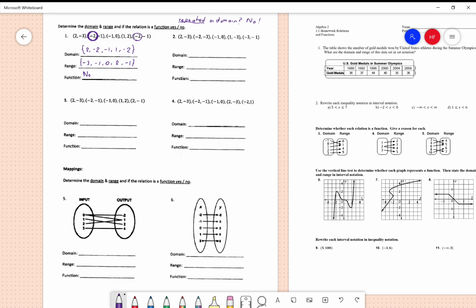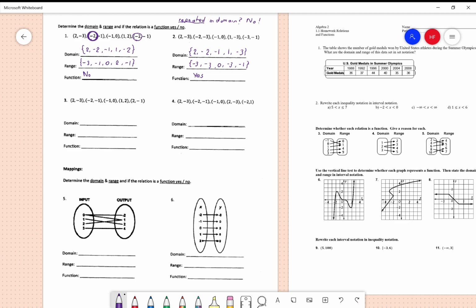On number 2, we're going to do the same thing. So 2, -2, taking all those x values, -1, 1, -3. The range is going to be all of our y values, -3, -3, 0, -3, -1. So here I see that I've got -3, -3, -3. That does not matter when we're looking at whether or not it is a function. We only care about the domain. So in the domain I have 2, -2, -1, 1, -3. Nothing is repeated, so yes, this is a function.